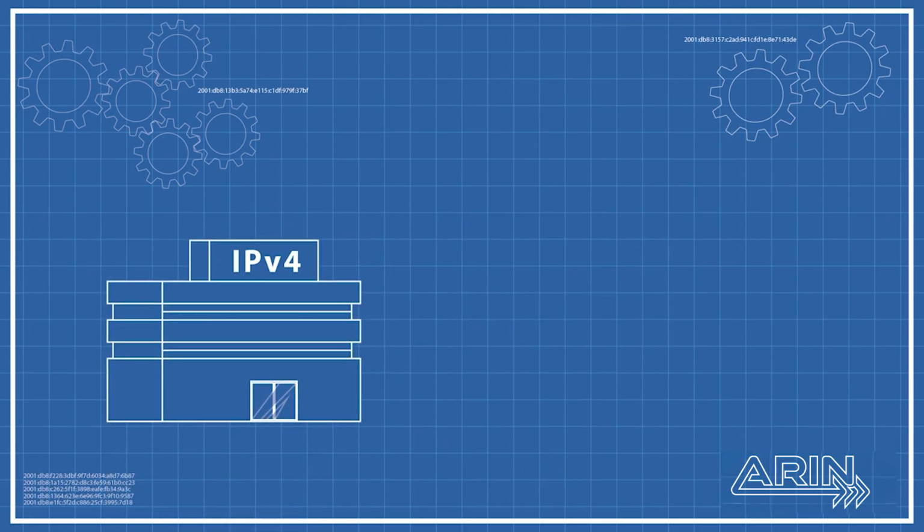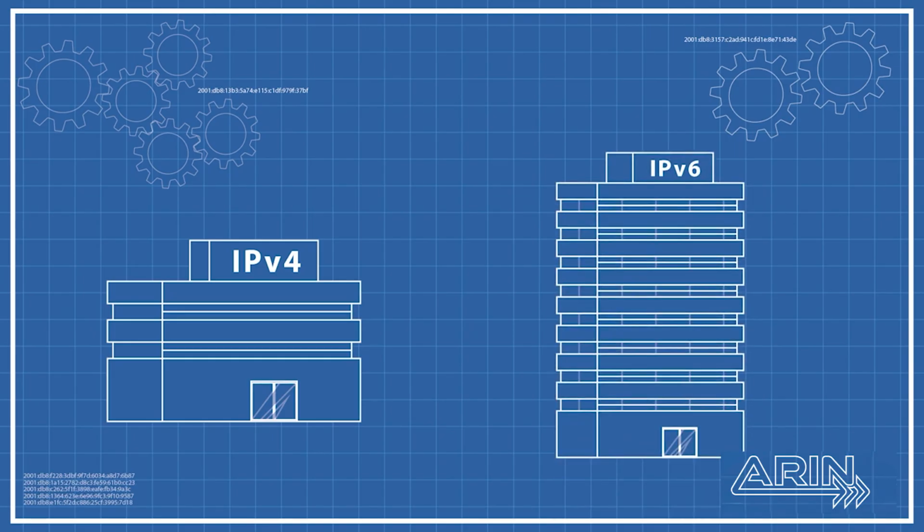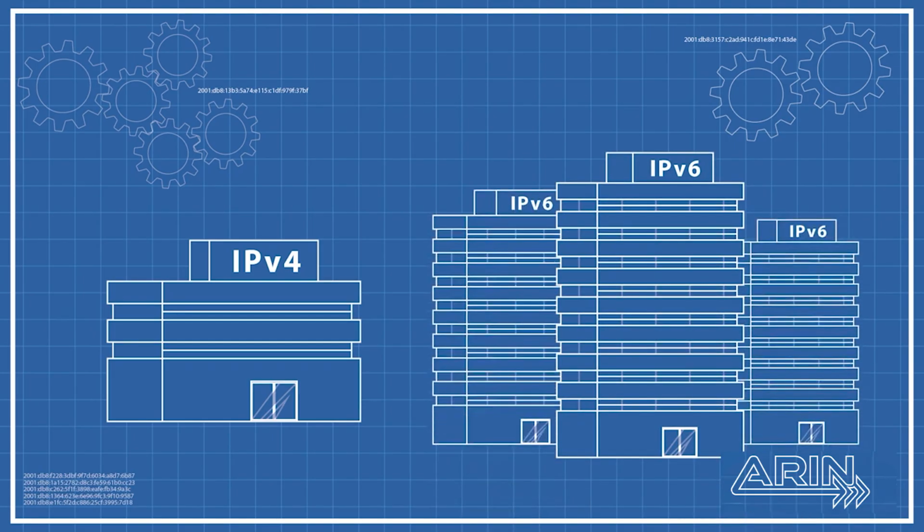If you receive an IPv4 block from ARIN, that block would help you begin to build your network. However, with IPv6, you can not only build your initial network in more detail, but you also have room to expand for the future. Simply put, IPv6 allows you to do more and go further.